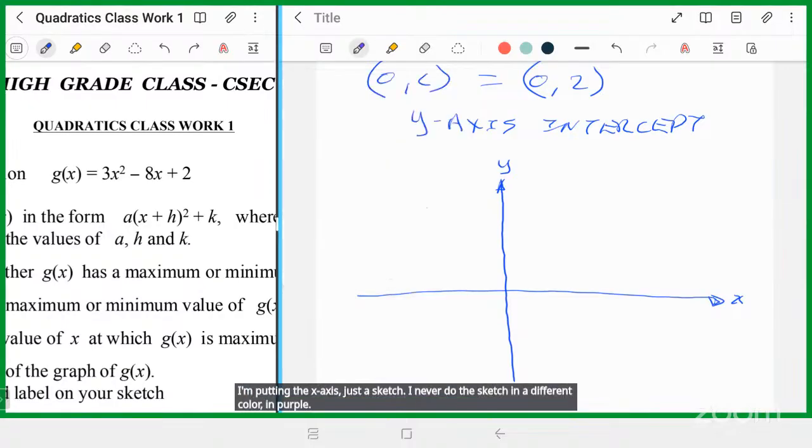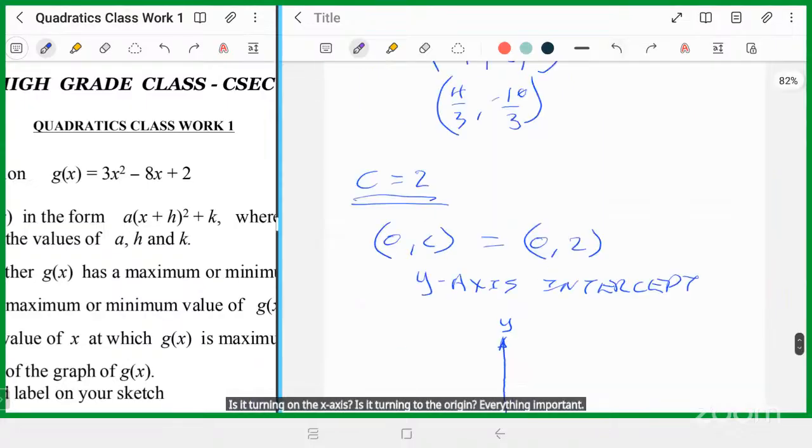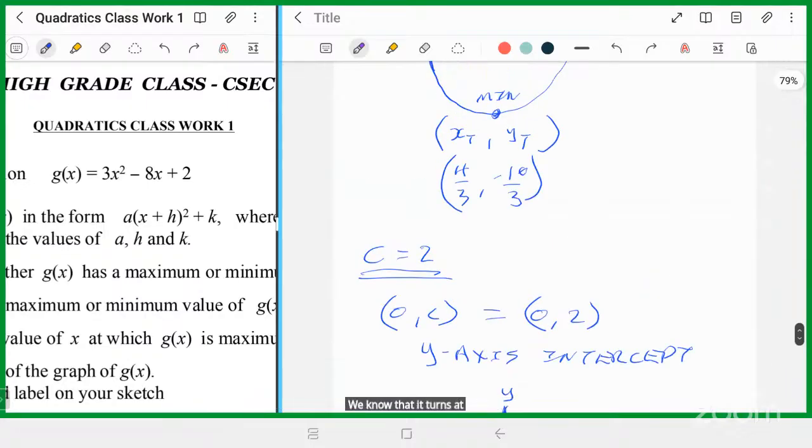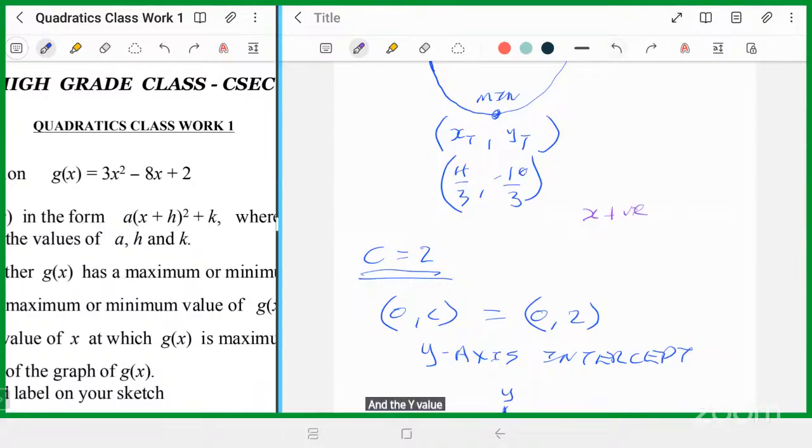All right. So we know that the graph is going to have a smile shape, right? But we don't know where it turns. Is it turning there? Is it turning down here? Is it turning on the x-axis? Is it turning at the origin? We know that it turns at this point, where the x value is positive and the y value is negative. Where on the graph would the x value be positive and the y value negative?